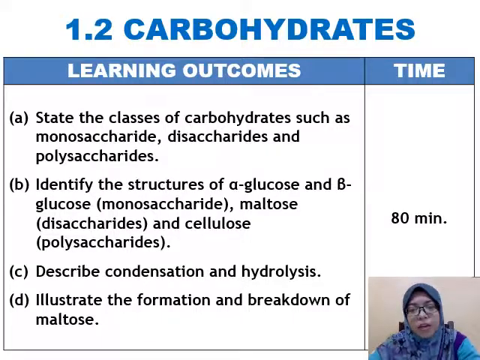Okay, there are 4 learning outcomes that you should know for these subtopics. Okay, let's look at the slide. The first one is you must be able to state the classes of carbohydrates such as monosaccharide, disaccharide, and polysaccharide. The second one is identify the structure of alpha glucose and beta glucose, where alpha glucose and beta glucose is a monosaccharide. And then identify the structure of maltose, which is disaccharide, and identify the structure of cellulose. Okay, that is for polysaccharide. And the third one is describe condensation and hydrolysis, and lastly illustrate the formation and breakdown of maltose.